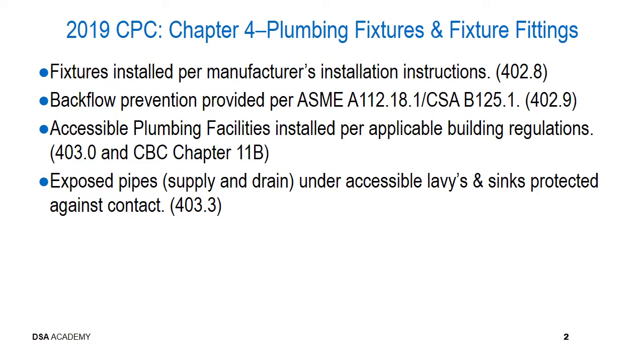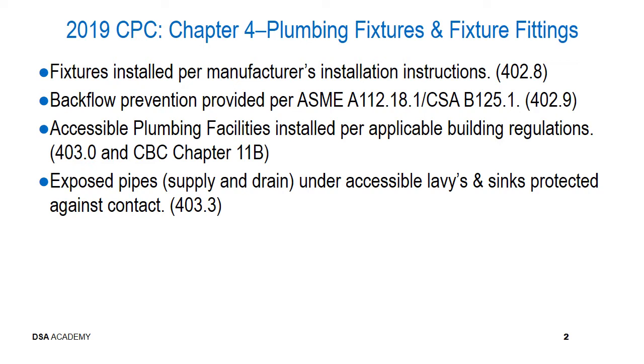Accessible plumbing facilities are required to be installed per the applicable building regulations, which are Section 403 and, specifically dealing with school construction and essential services buildings, which is DSA work, the California Building Code, Chapter 11B.